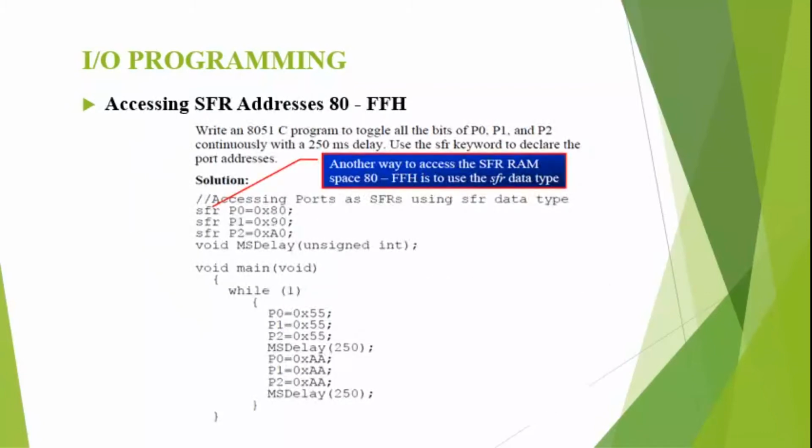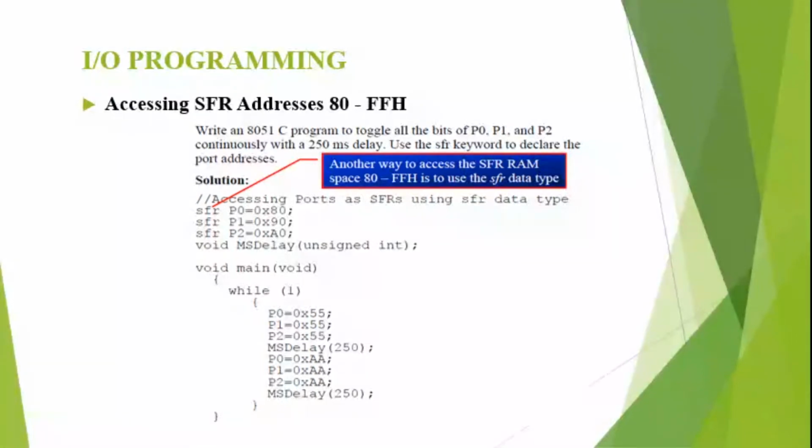Next we have accessing SFR addresses 80 to FFH. So for example, write an 8051 C program to toggle all the bits of ports P0, P1 and P2 continuously with a 250 millisecond delay. Use the SFR keyword to declare the port addresses. The SFR keyword is used to access the SFR registers in the RAM space 80 to FFH.